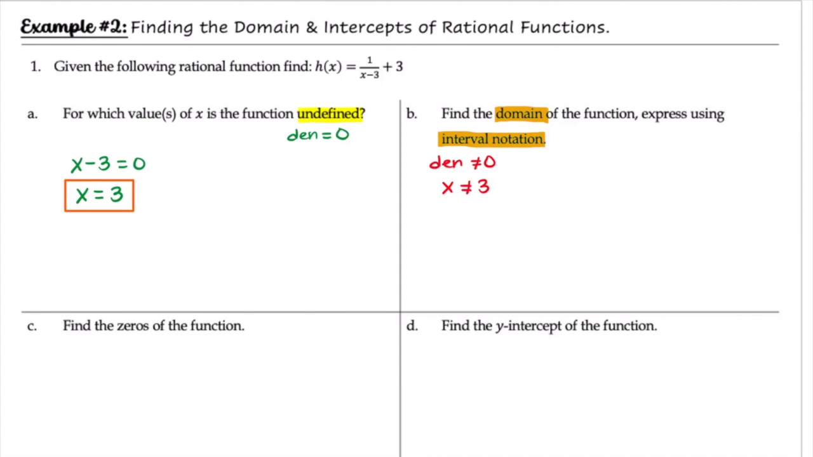So what are all possible x values that I can have? I could have all numbers to the left and to the right of 3. So using interval notation, this would be negative infinity to 3 union 3 to positive infinity.